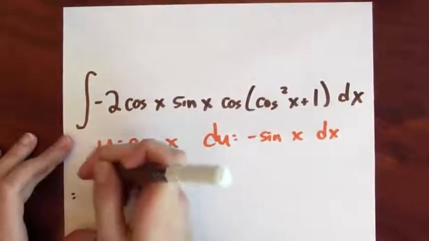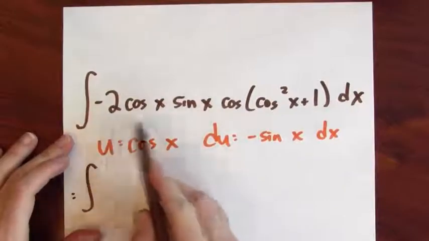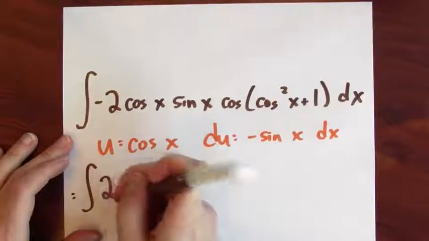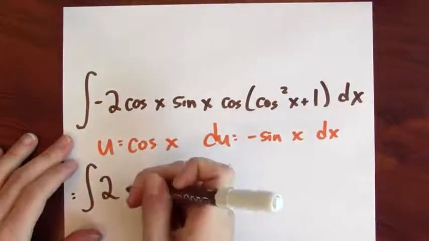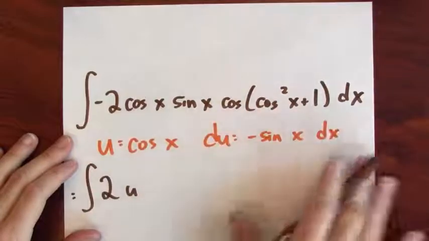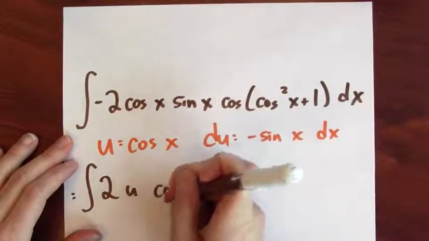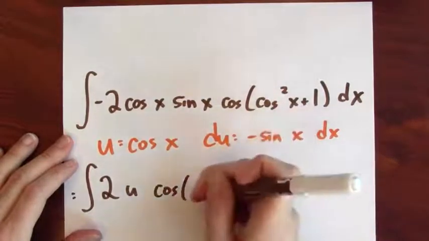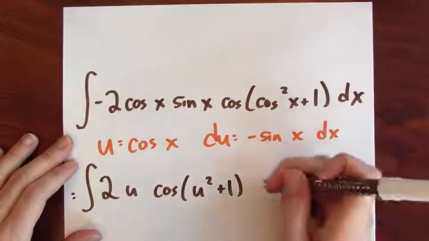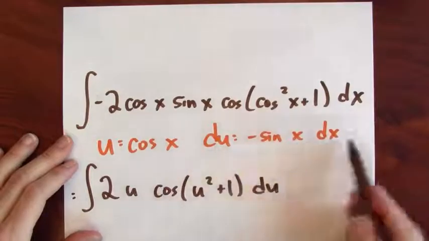So this antiderivative problem is now, well, the minus sine x dx will become the du, but I'm left with a 2. Cosine x is u. The minus, the sine x, and the dx are going to be in the du. But I've got a cosine squared x, which is u squared, plus 1. And then everything that's left over is in this du.